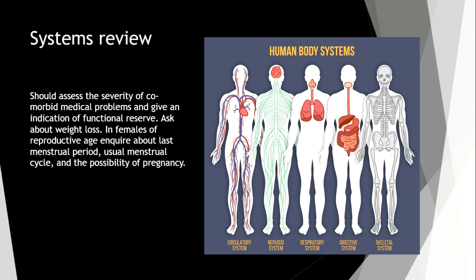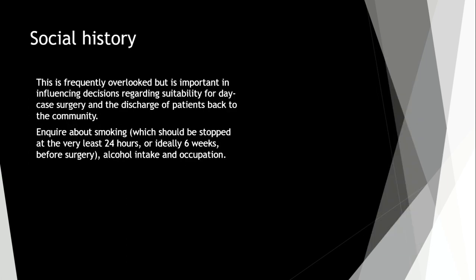Systems review should assess the severity of comorbid medical problems and give an indication of functional reserve. Ask about weight loss. In females of reproductive age, inquire about last menstrual period, usual menstrual cycle, and the possibility of pregnancy. Social history. This is frequently overlooked but is important in influencing decisions regarding suitability for day case surgery and the discharge of the patient back to the community. Inquire about smoking, alcohol intake, and occupation.